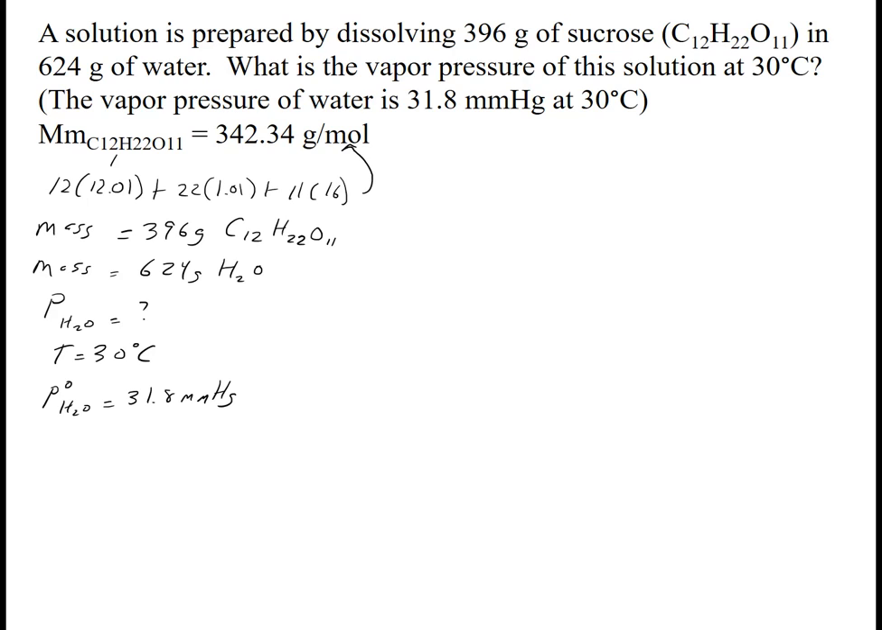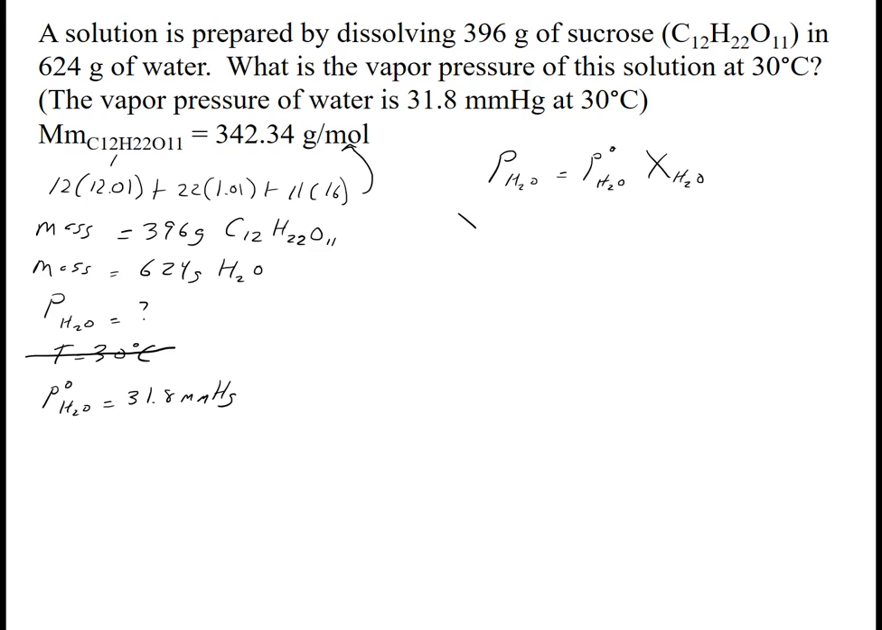Temperature still 30 degrees, okay? So it has to give me a temperature because the vapor pressure is temperature dependent, but I'm not actually going to use it in my formula, so I'm going to scratch that out. So the formula that I'm going to use is the vapor pressure of water is equal to the vapor pressure of pure water times the mole fraction of pure water.